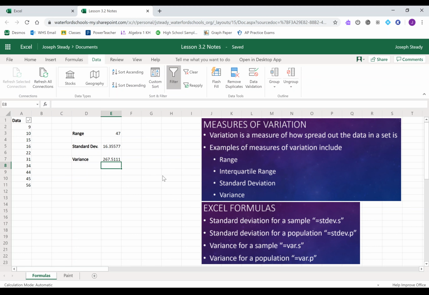And we're going to look in the next problem at an application of using measures of variation, but for now, these are the formulas. This is how we can calculate some of them.